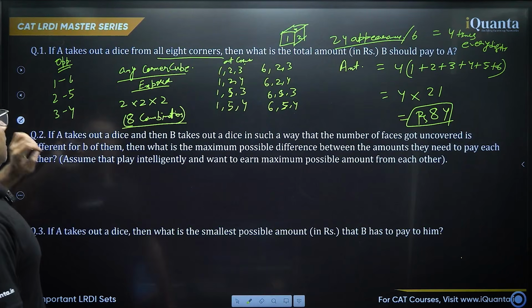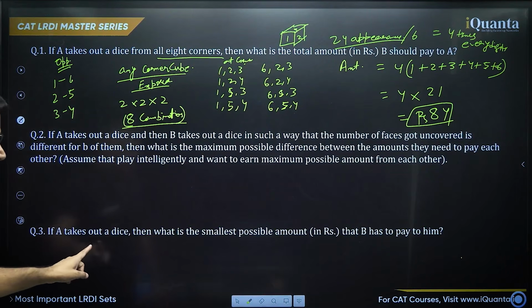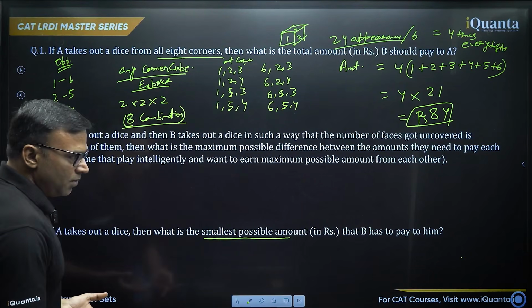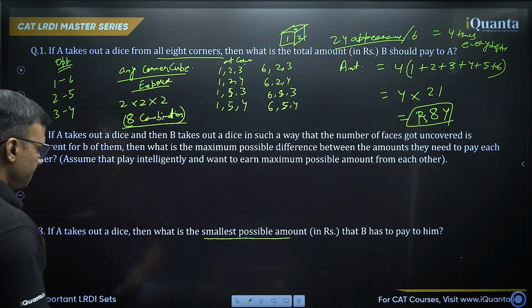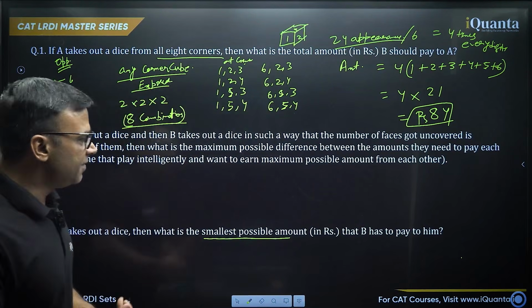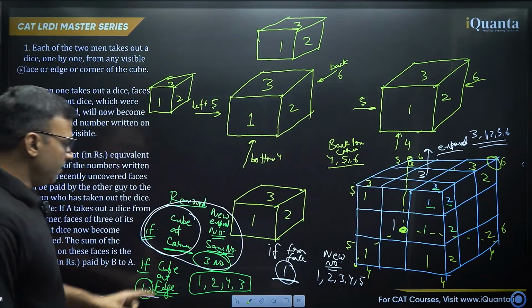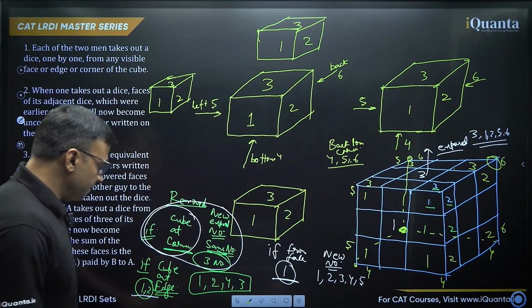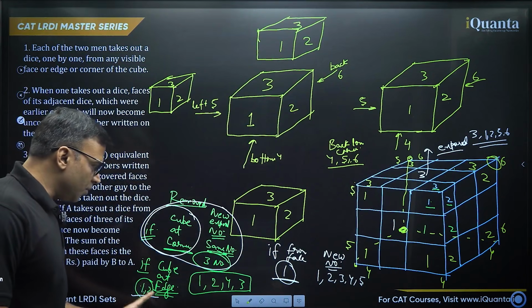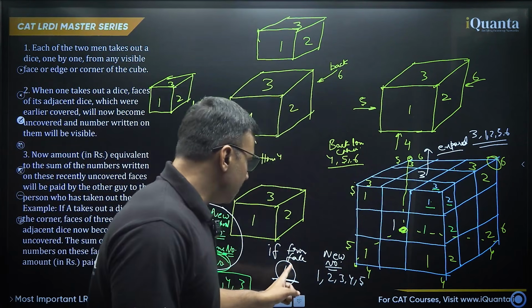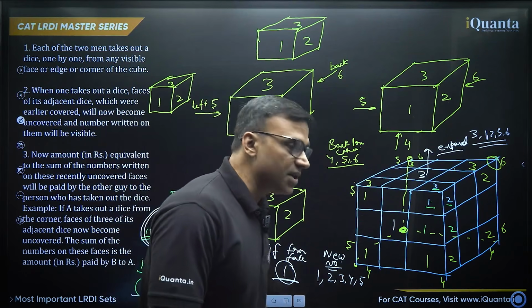Okay. Now, before I take the second one, let's take the third one. It looks smaller. If A takes out a dice, then what is the smallest possible amount? The smallest possible will be when fewer surfaces are visible. Fewer surfaces are visible when we take out from a corner. From a corner, 3 are exposed. From an edge, 2 are exposed, so 4 new numbers come. From a face, only 1 was exposed originally, so 5 new surfaces come.